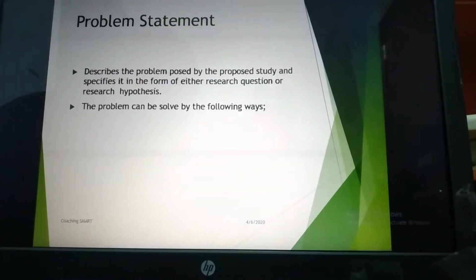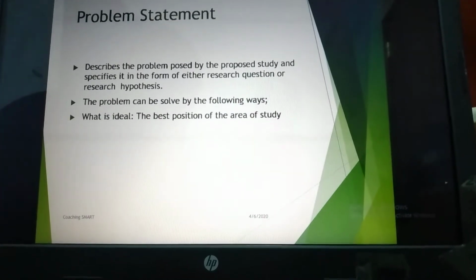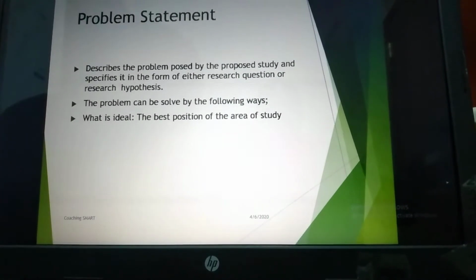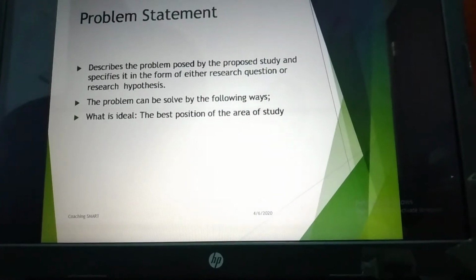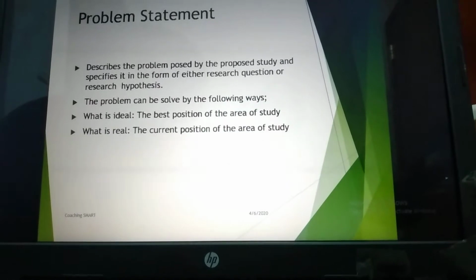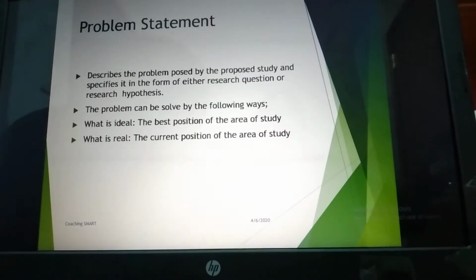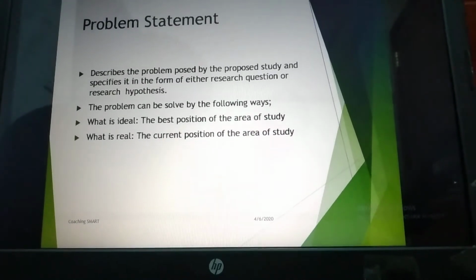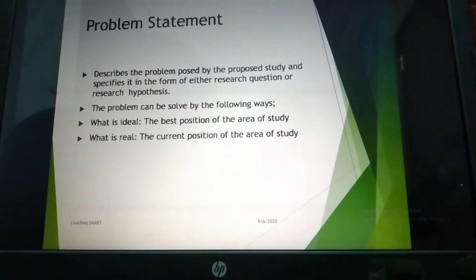The problem can be solved by the following ways. What is ideal? So ask yourself, what is ideal? The best position of the area of your study. 2, what is real? The current position of the area of your study. So what is happening now in the area that you're dealing with?